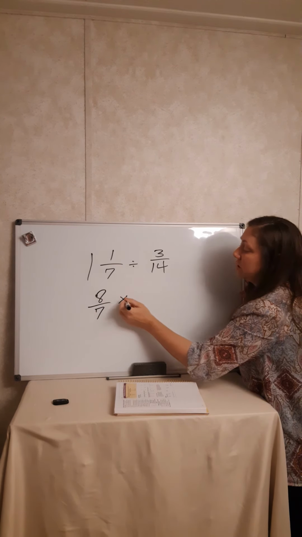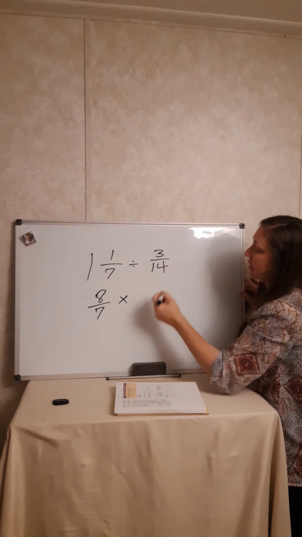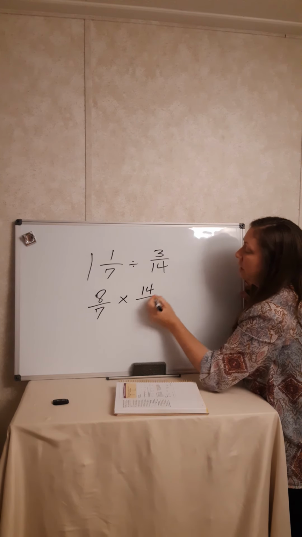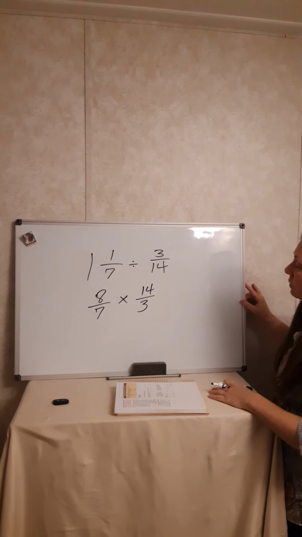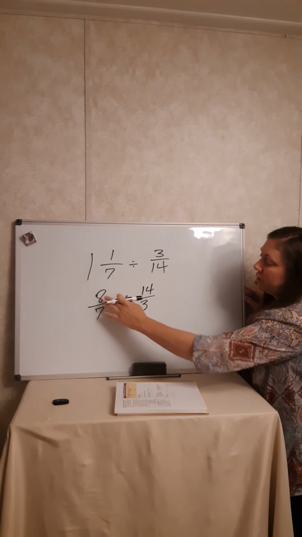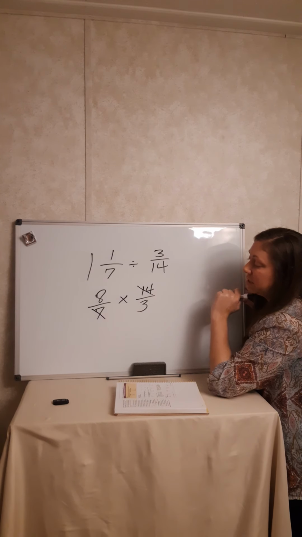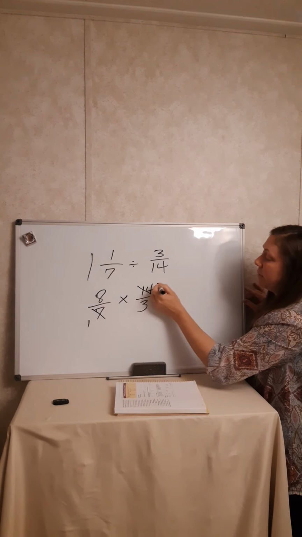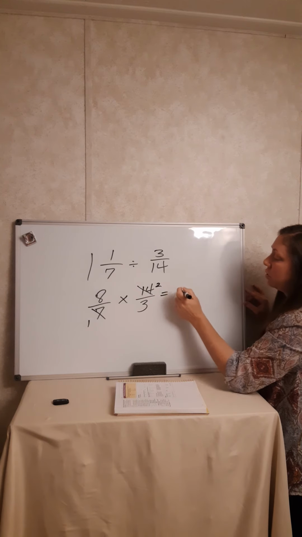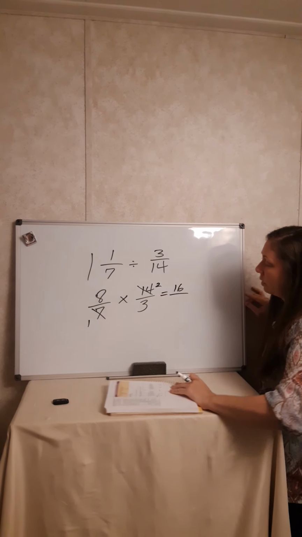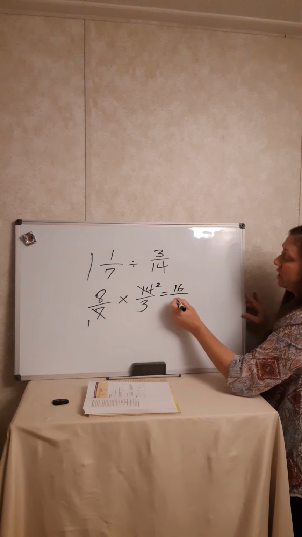Change division to multiplication. Flip that second fraction, so it'll be 14/3. Okay, we cannot cross cancel between the 8 and the 3, but we can the 7 and the 14. 7 divided by 7 is 1. 14 divided by 7 is 2. 8 times 2 gives me 16. Okay, 1 times 3 gives me 3.